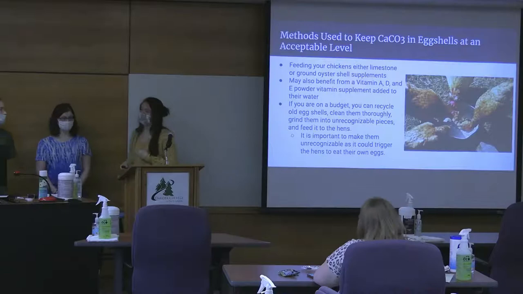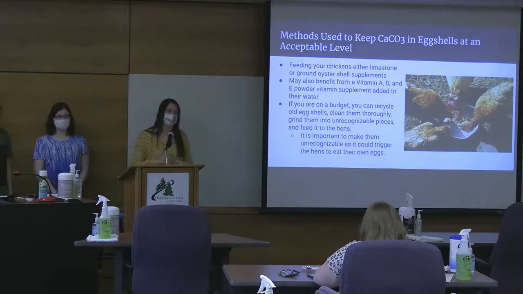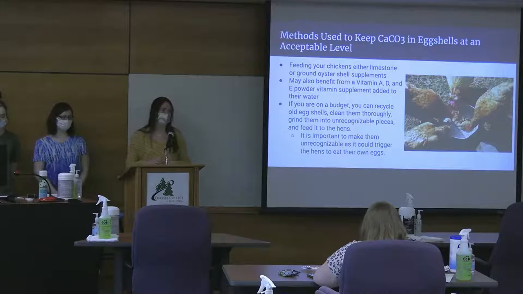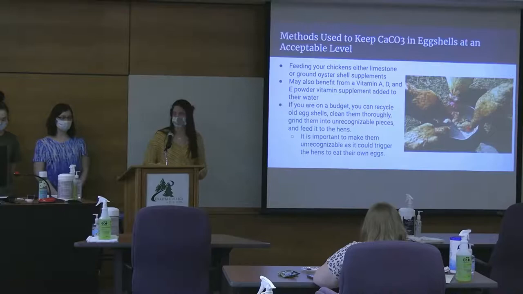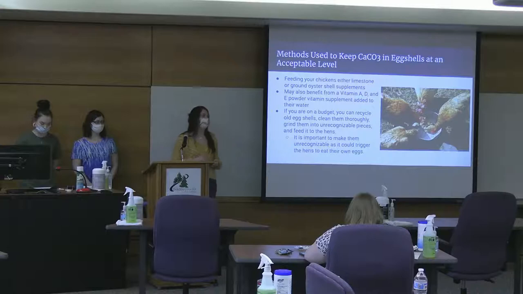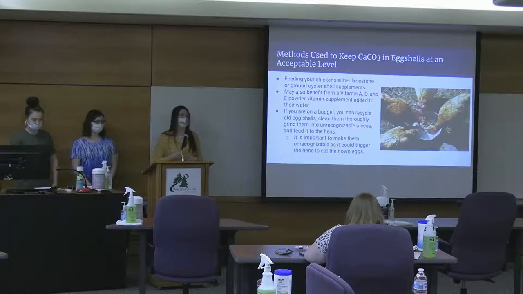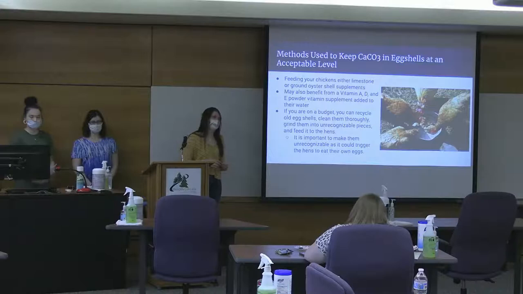So if you are struggling as a producer to keep the levels of your calcium carbonate up in your eggs, there are methods to raise those. First, you can either feed your chicken a limestone or oyster, like a ground oyster shell supplement, and you can add this into their food. This should help boost those levels, but they can also benefit from a vitamin powder added into their water once every other day in the week. But there is a budget-friendly option if you do not want to purchase these others.